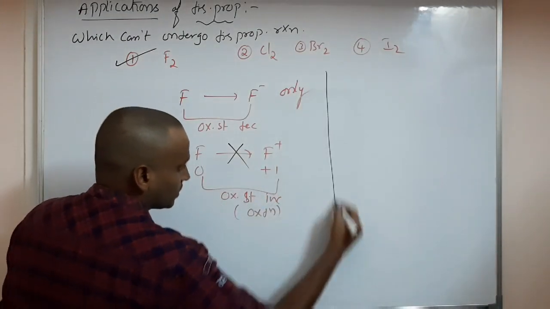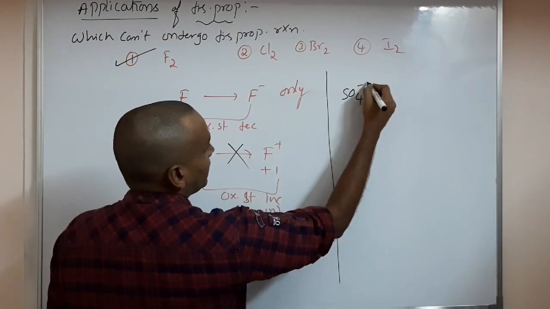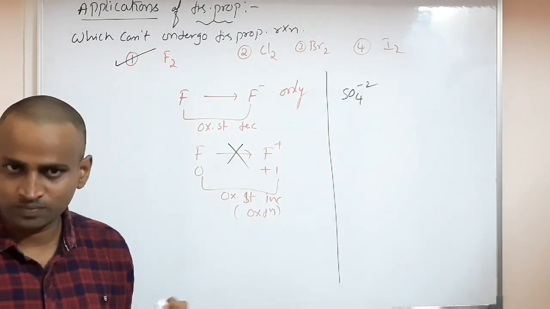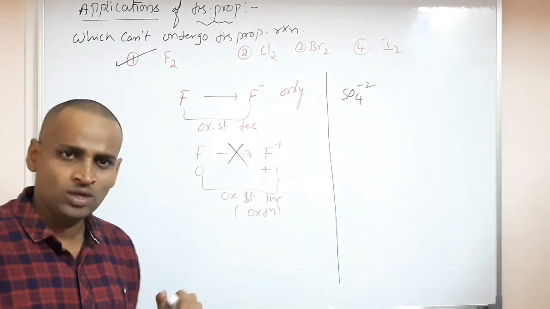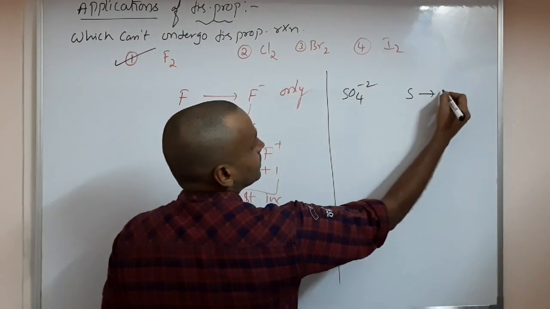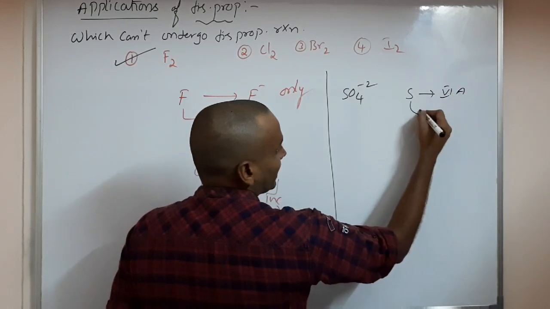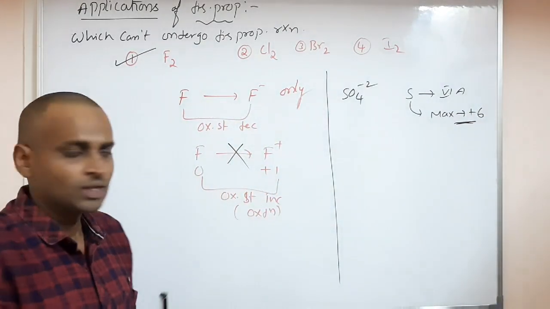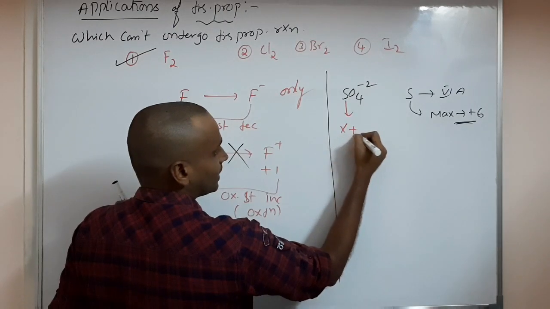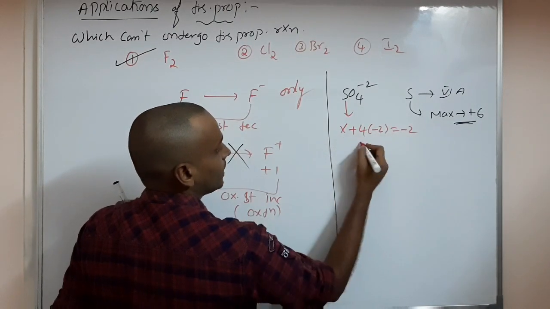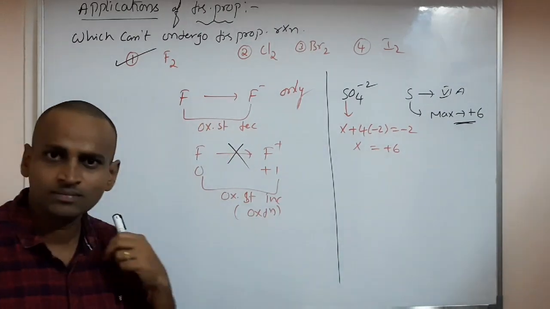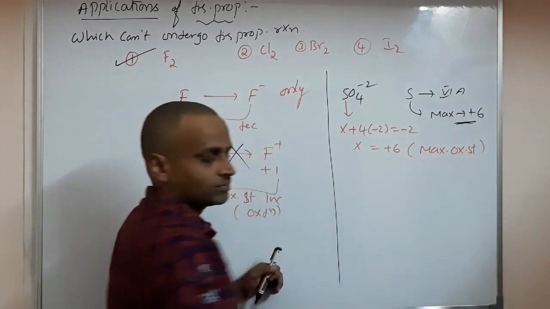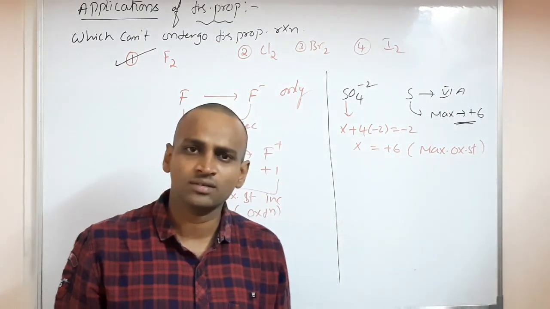At the same time, take molecules like SO4 2 minus. Sir, will it undergo disproportionation? No. Why, sir? Sulfur is in the 6th group, so sulfur can have a maximum oxidation state of plus 6. In SO4 2 minus, if you calculate, x plus 4 into minus 2 is equal to minus 2, so x equals plus 6. It is already having the maximum oxidation state.